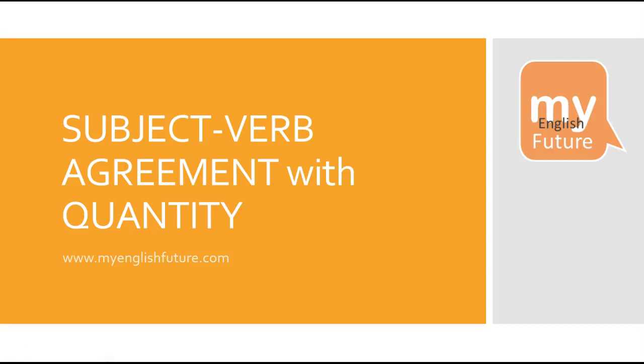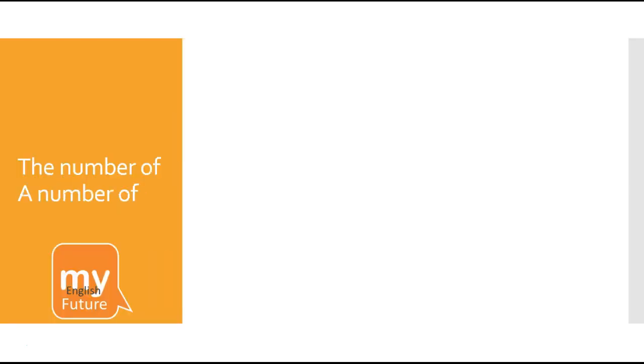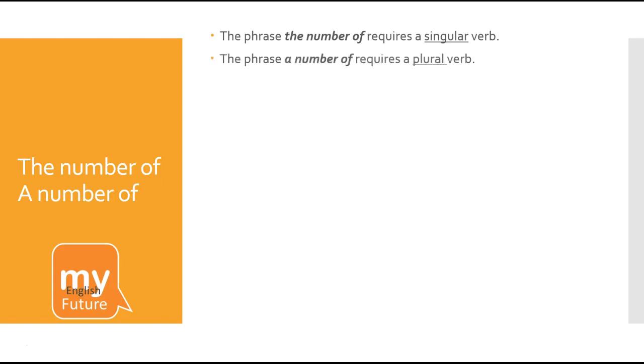You know, when you have to describe a graph and data, which includes numbers and statistics, it can be difficult in English to make sure your subject and your verb agree. Let's have a look at some common expressions. The first one is using the word number. The number of requires a singular verb. A number of requires a plural verb.